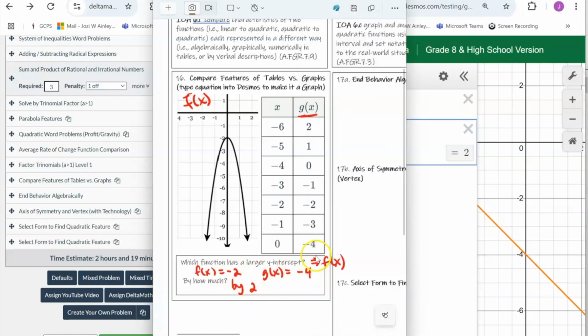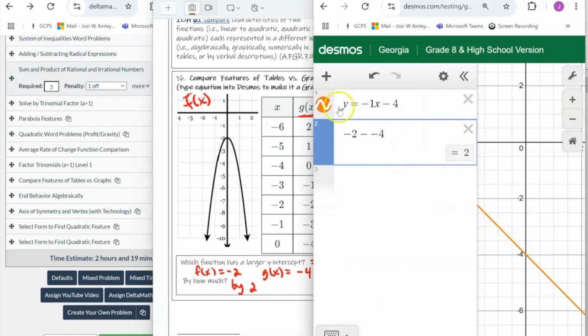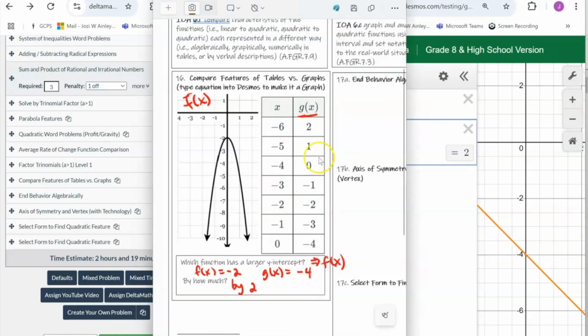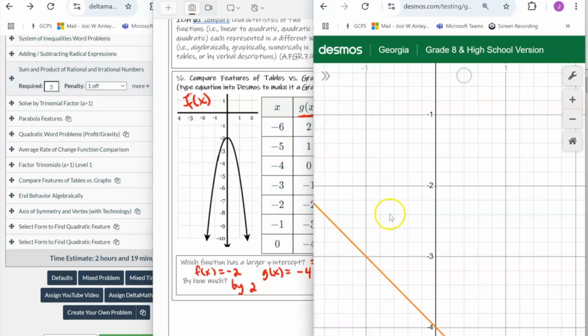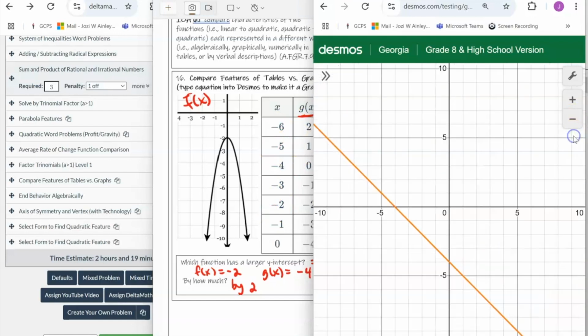Okay, either way, it doesn't matter. But I do want you to learn how to put the equation in, because let's say the question was x-intercepts, okay? And you didn't know how to find the x-intercept from here. I can quickly see if I have my equation in. If I can zoom out, let me press home.